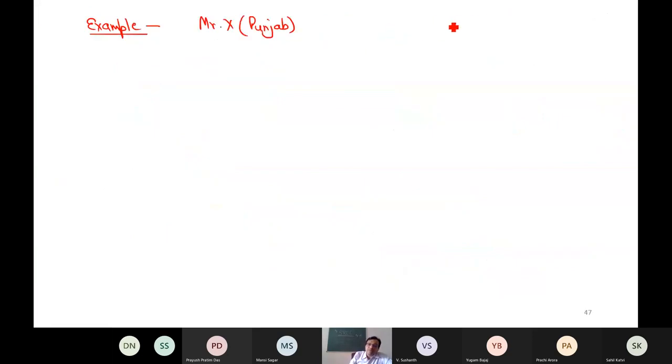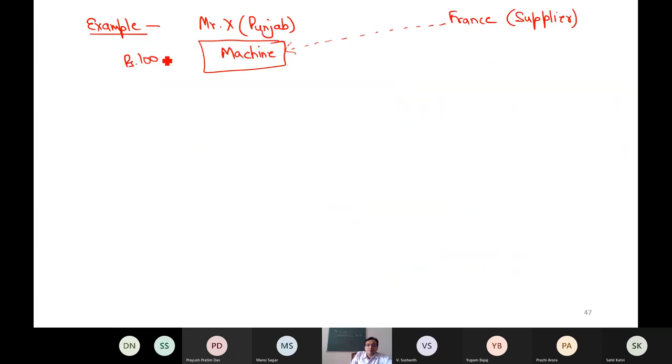For example, this person has imported heavy machinery from France. So the supplier is in France, and that is why I will apply section 13, because one person must be outside India, another must be in India. So this person has imported a machine of 100 crore rupees. Now the machine got some problem and it needs repair. Now this person says that I will send my engineer to New Delhi.